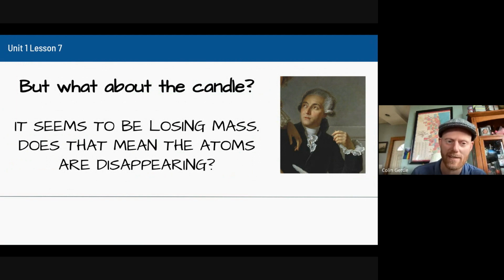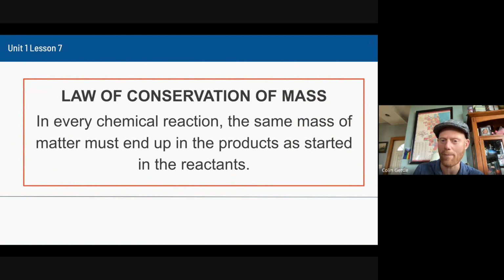In every case, the total mass of the jar and its contents was the same after the reaction as it was before the reaction. So this showed that matter was neither created nor destroyed in the reaction, only changed. Only changed. Very, very important law came out of this. It happens every time there's a chemical reaction.